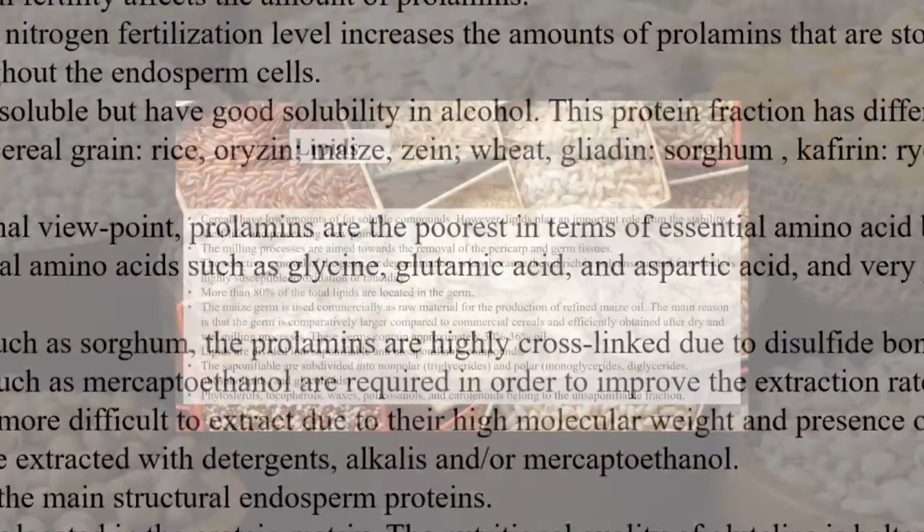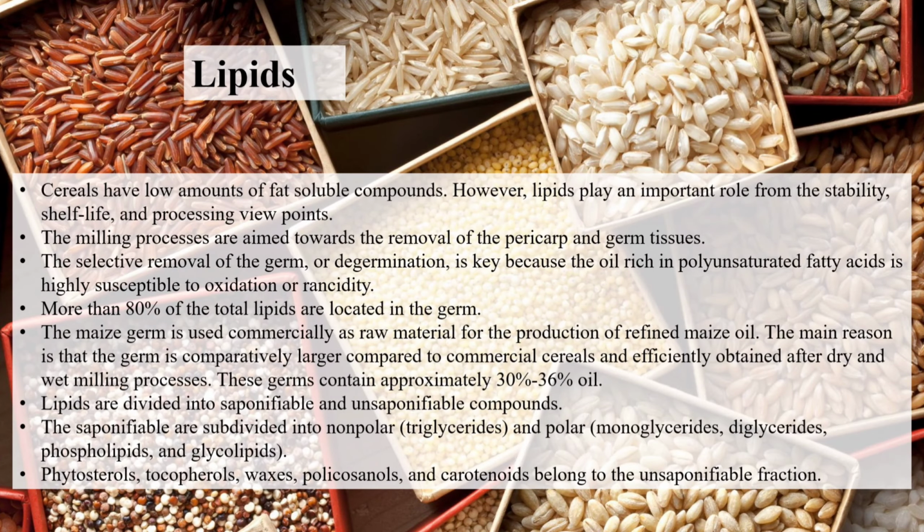The fourth component is lipids. Cereals have low amounts of fat-soluble compounds. However, lipids play an important role from the stability, shelf life, and processing viewpoints. The milling processes are aimed towards the removal of the pericarp and germ tissues. The selective removal of the germ, or degermination, is key because the oil, rich in polyunsaturated fatty acids, is highly susceptible to oxidation or rancidity.